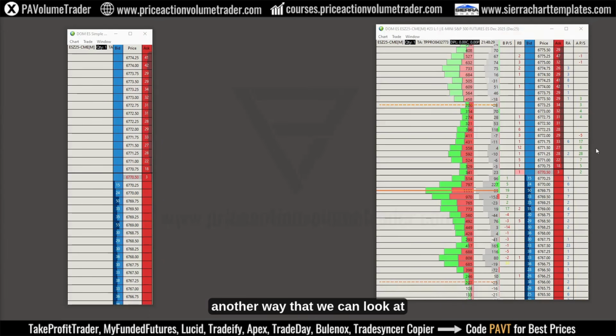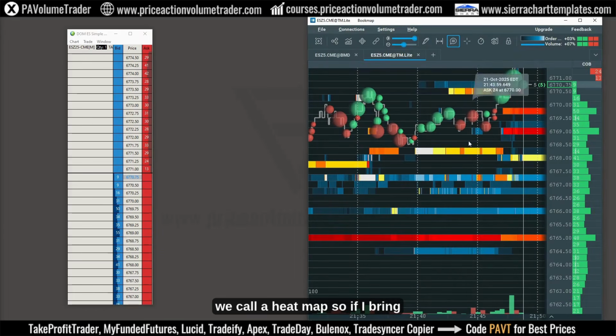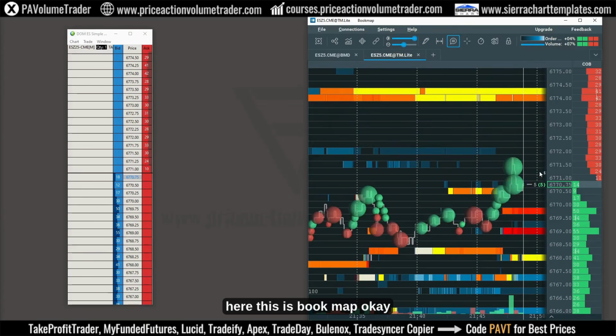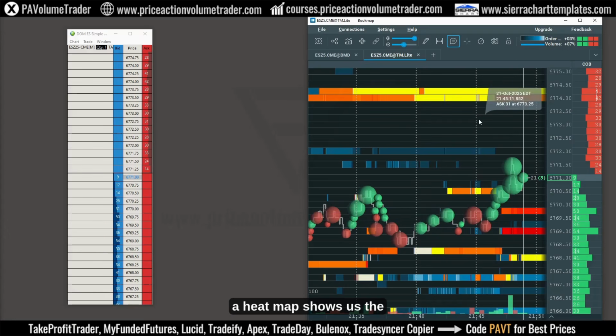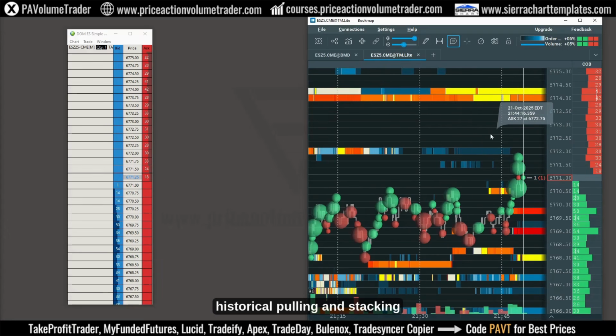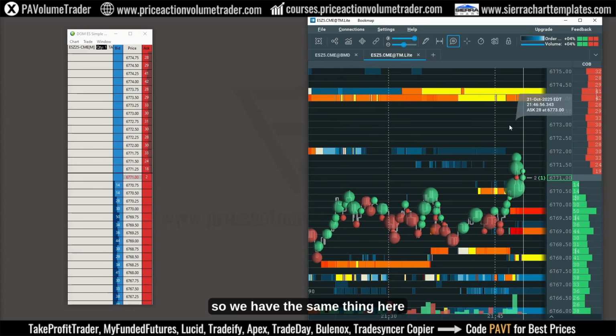So the numbers are going to be always moving, especially during high volatility periods like the New York Open, for example. Okay. Another way that we can look at the pulling and stacking is with what we call a heat map. So if I bring up right here, this is Bookmap. Okay. A heat map shows us the historical pulling and stacking.